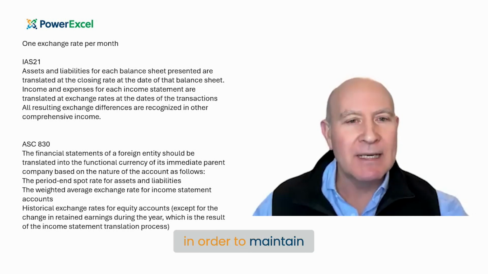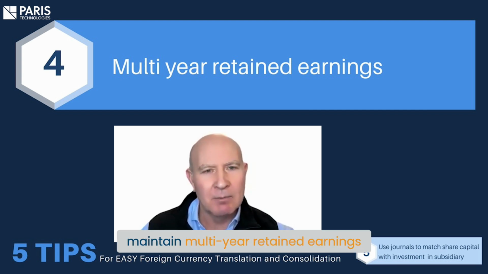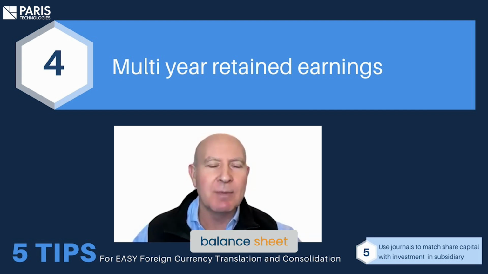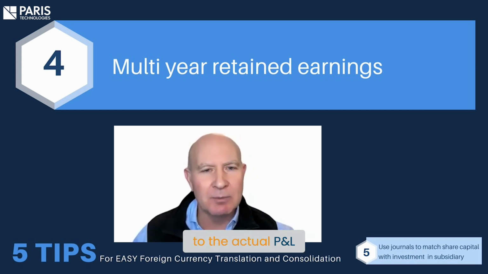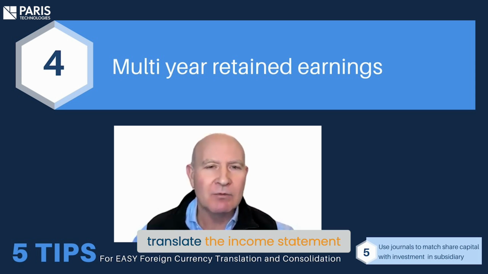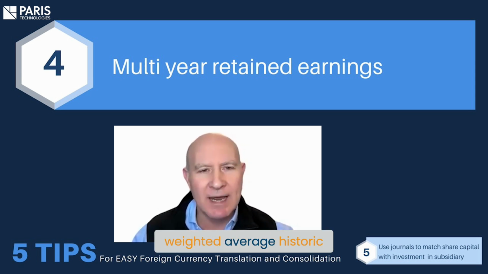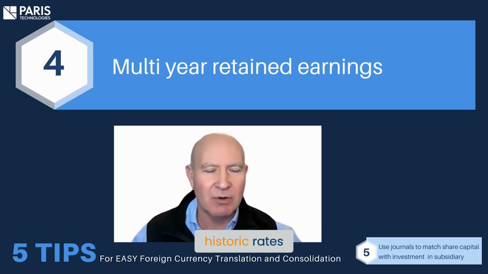All right, in order to maintain historic exchange rates, tip number 4 is maintain multi-year retained earnings and link up those balance sheet accounts to the actual P&L or income statement of that year. That way, we're going to translate the income statement at those closing exchange rates. We're going to have a weighted average historic, and the equity accounts will roll into the balance sheet at those historic rates. So that's going to solve that problem.